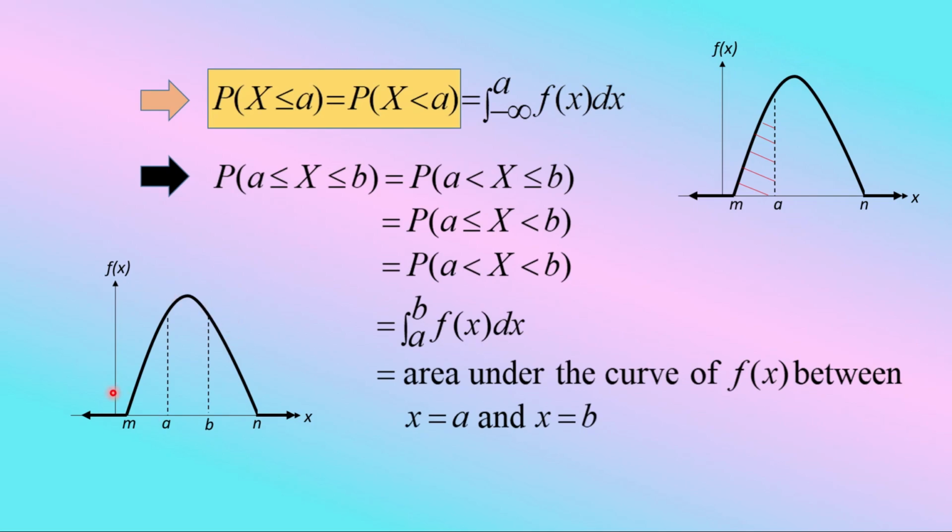Let's see the graph of the probability density function. Here is a and b. So this is the area under the curve of f(x) from a to b. So the probability x from a to b is equal to this area. Since a and b are just lines, therefore the probability x at a and the probability x at b are equal to 0.